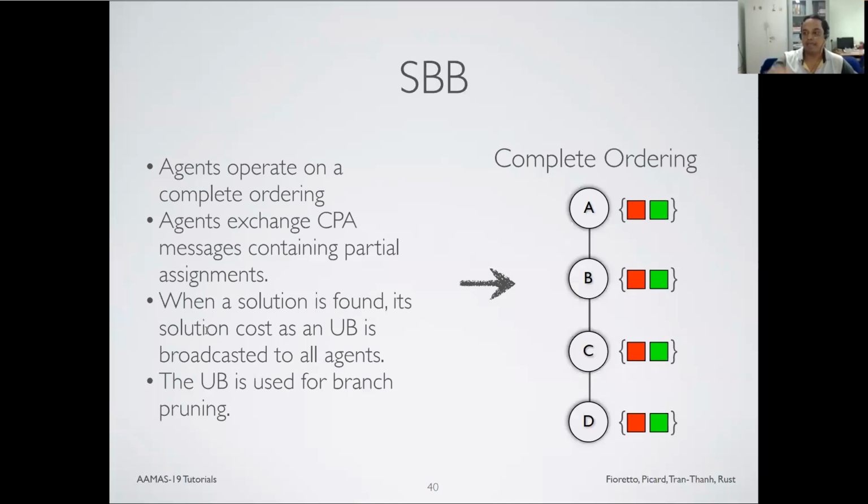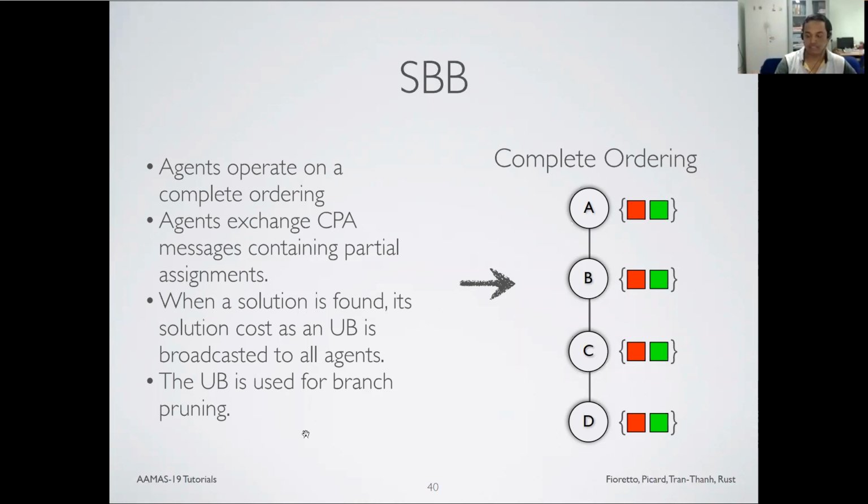So make an order first. This algorithm works this way. It is a complete ordering. Agents operate on a complete ordering. Agents exchange messages of partial assignment, CPA, containing partial assignment. When a solution is found, its solution cost as an upper bound, UB, is broadcasted to all agents. The upper bound is used for branch pruning. I will be discussing what is the meaning of this.